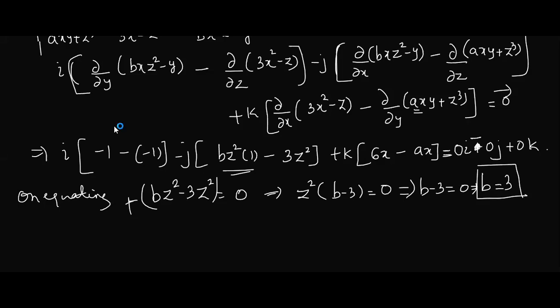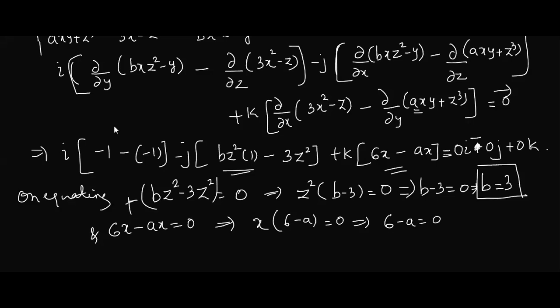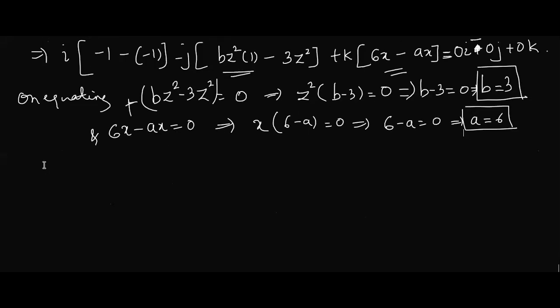Now one more is remaining. Isn't it, the coefficient of k we have not equated? So 6x minus ax equal to 0 implies take what is common, x. So we get x into 6 minus a. x equal to 0 will not help me, so I have to take 6 minus a is 0. Very good. Someone is very fast. So a is 6 and b is 3. So the first part of the question is done.